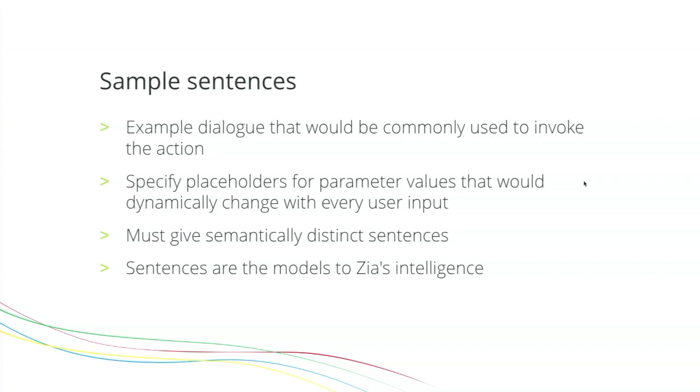And then the third piece of the action is the function, which is going to execute the action itself. The sample sentences is the dialogue, right? So what you're speaking. The placeholders are your parameters. This is what changes between every sentence. Like, what is the price of an iPad? What is the price of an iPhone? What is the price of AirPods? That's the parameter value that's dynamically changing every single time.